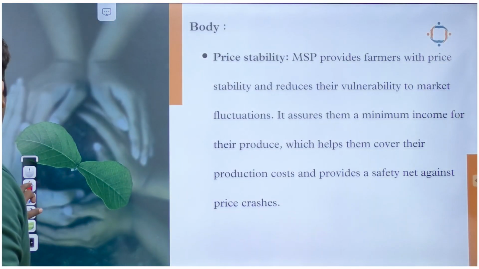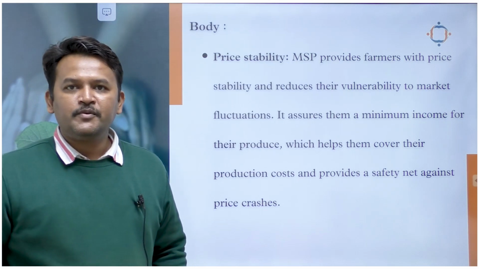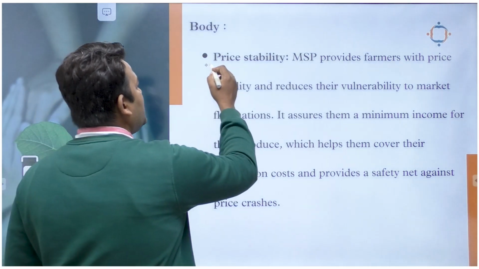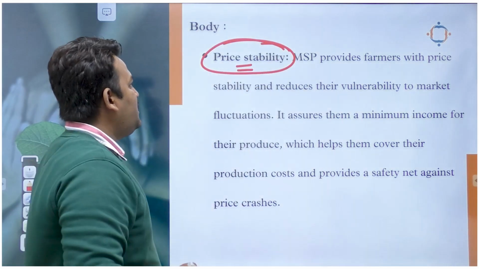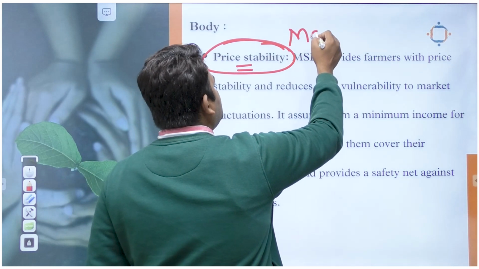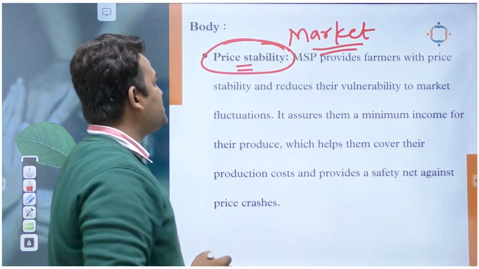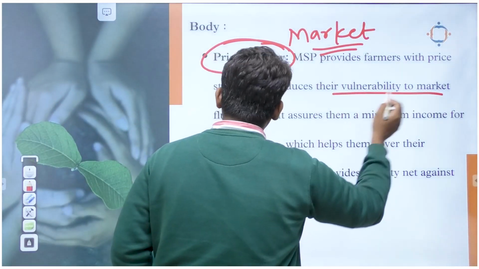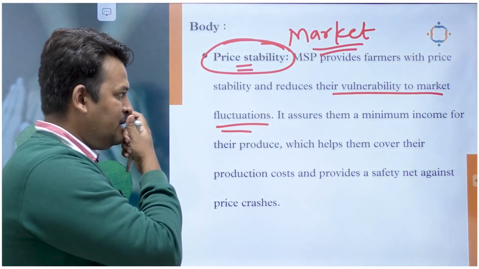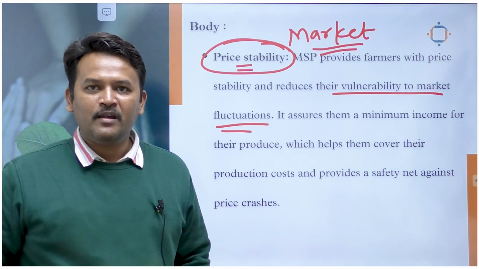Okay, when we move towards the body, in the body we will try to focus on how MSP will address the income trap issue, right? The first point is price stability. MSP will provide price stability to the farmers, right? The issue of market fluctuations will get addressed in this particular price stability issue. MSP provides farmers with price stability and reduces their vulnerability to market fluctuations. It will also ensure a minimum income to that particular farmer, right?